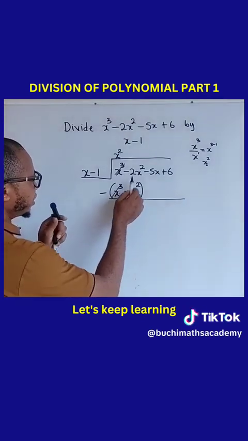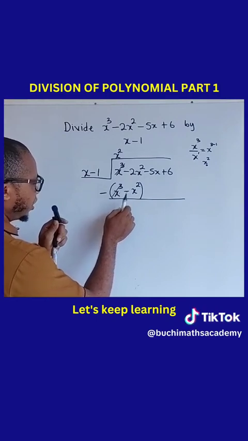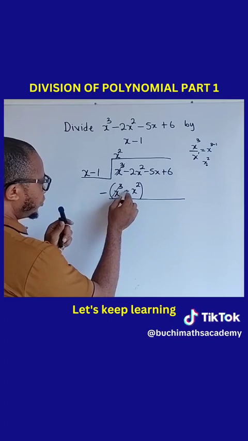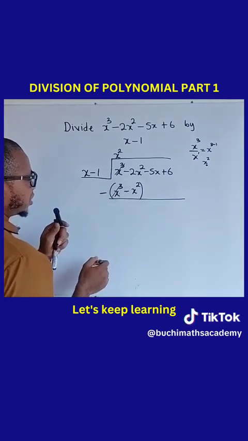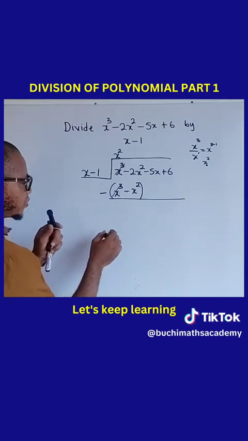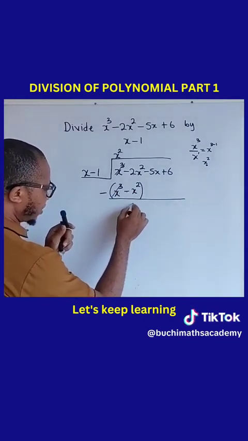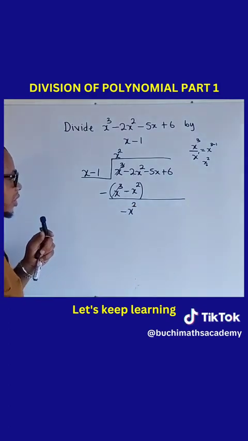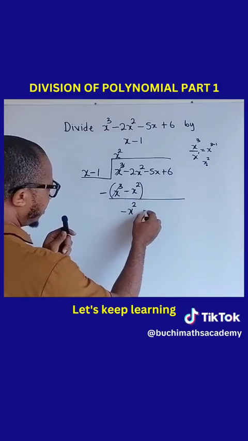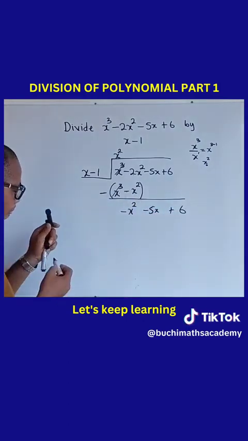We are now left with this and this. Remember, this sign, we change this negative to positive. So we now have minus 2x squared plus x squared. It's just like saying minus 2 plus 1. Minus 2 plus 1 is minus 1, and it's going to be minus x raised to the power 2. Then we have minus 5x plus 6.